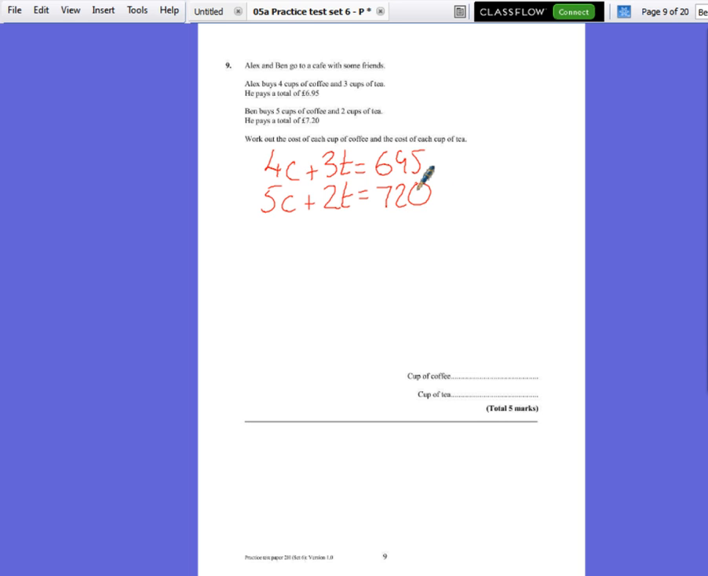We've now got 2 simultaneous equations we can solve to work out the price of a cup of coffee and the price of a cup of tea. So you can see that neither have the same amounts of coffee or tea, so we need to change both equations. So I'm going to change it so we've got the same amount of t's in these equations.